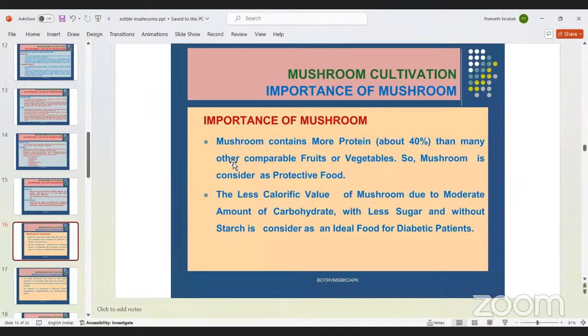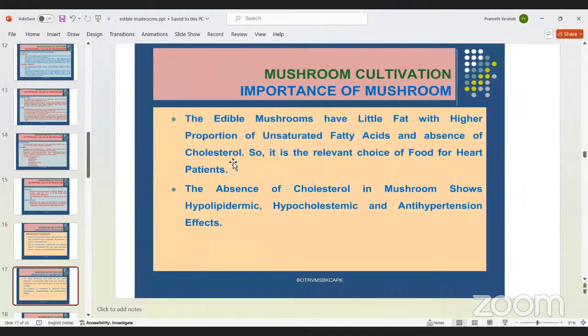The caloric value of mushroom is low due to a moderate amount of carbohydrate with less sugar and without starch, which is considered an ideal food for diabetic patients. Edible mushrooms have little fat with a high proportion of unsaturated fatty acids and absence of cholesterol. So it is a relevant choice of food for heart patients. Mushrooms are mainly preferred for diabetic patients and also for heart patients.